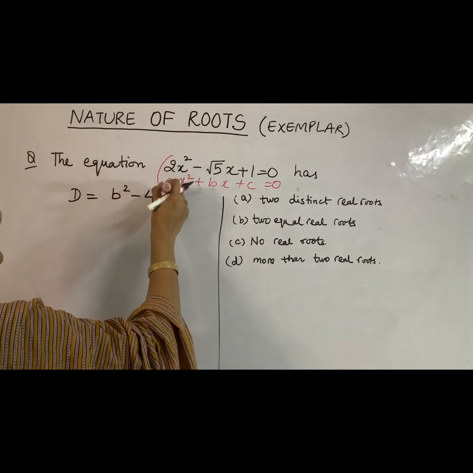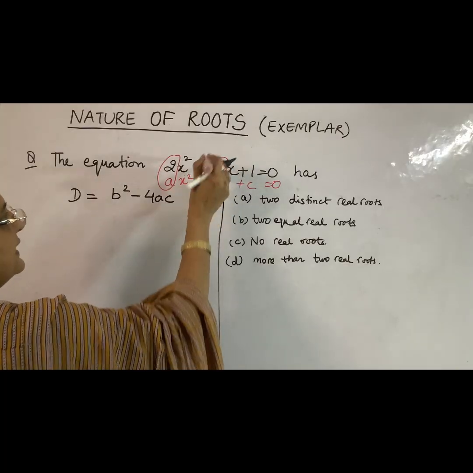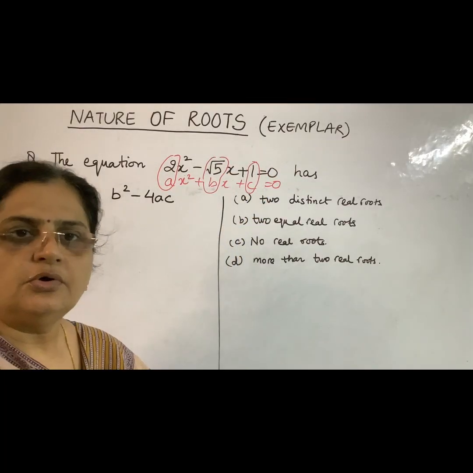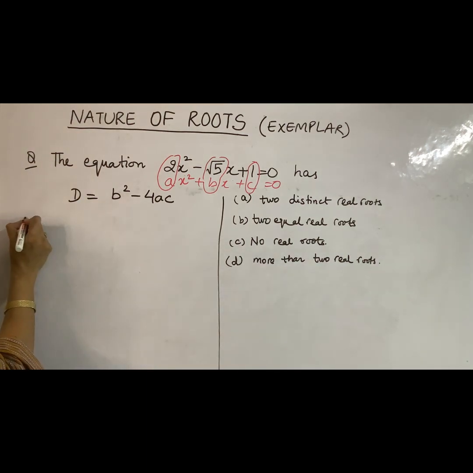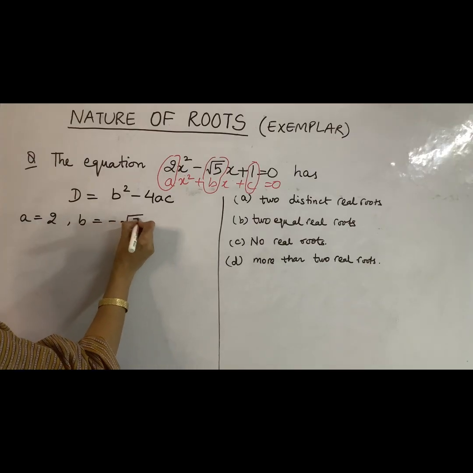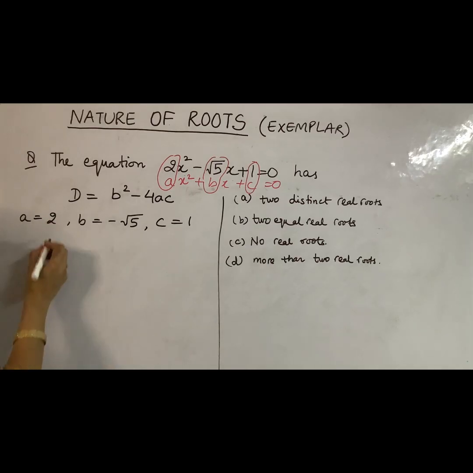So what is the value of a? It is 2. What is the value of b? It is minus root 5. And what is the value of c? It is equal to 1. So let me write here a is equal to 2, b is equal to minus root 5 and c is equal to 1. Now substitute.